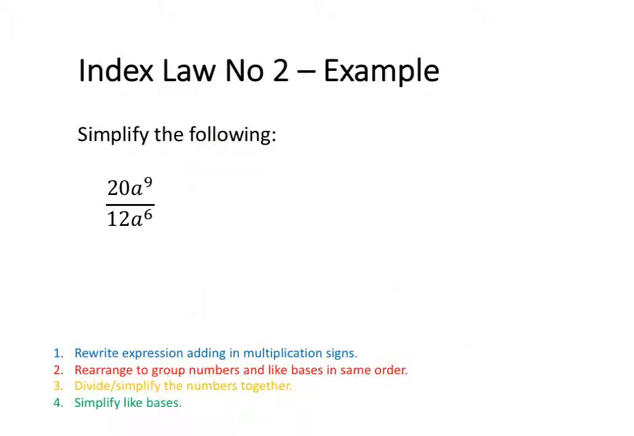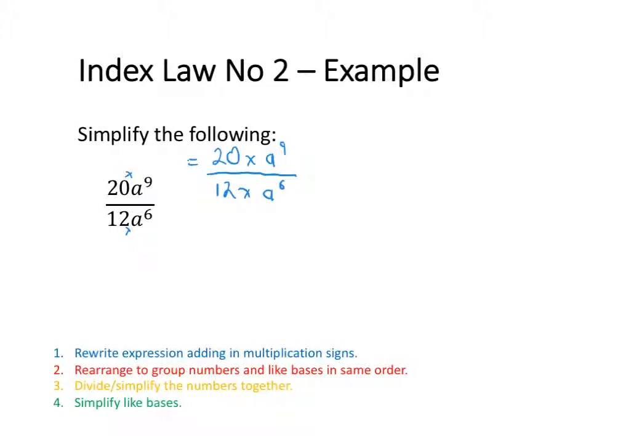So let's have a look at a second example. This example is 20a to the power of 9 divided by 12a to the power of 6. And the first step is to rewrite that expression, adding in the multiplication signs in between my number and my variables. So that is going to equal 20 times a to the power of 9 divided by 12 times a to the power of 6. So now I can move on to my second step, which is to rearrange and group the numbers and like bases together, which is not required because they already are grouped together.